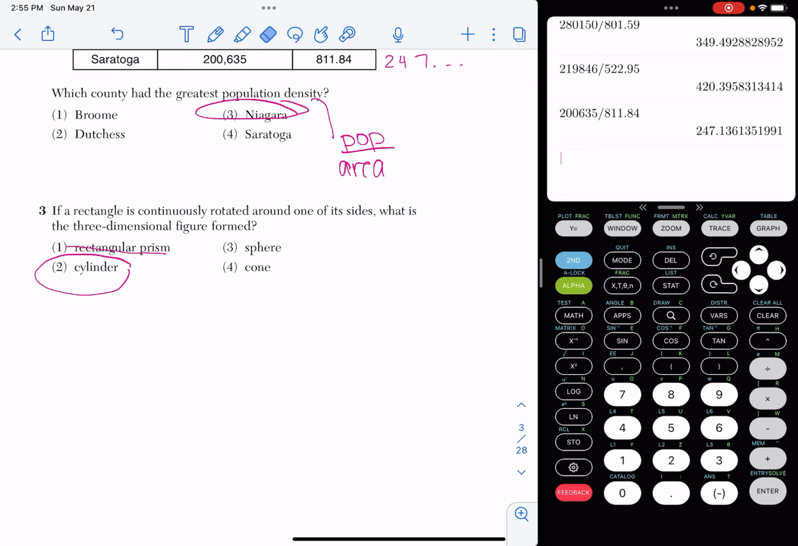But here's what's happening. If you basically have a rectangle and it's continuously being rotated about one of its sides, picture a revolving door in your head. It's going this way and it's going around. There's that circular piece, and you can see that that looks like a cylinder.